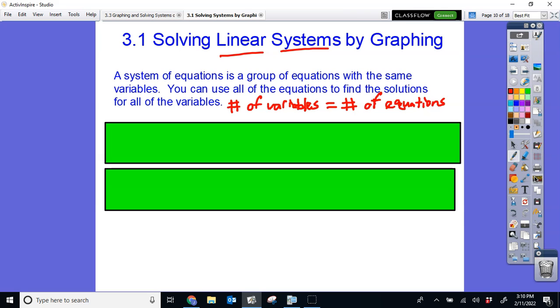B would not be a system of equations because it has 2 equations, but they have different variables. Like I said, unless you get into some higher levels of mathematics, you can't deal with that. C is a system of equations because it involves 2 equations with A and B. And D, that one's a little tricky when you first look at it. It actually is a system of equations because it involves two equations with x and y.